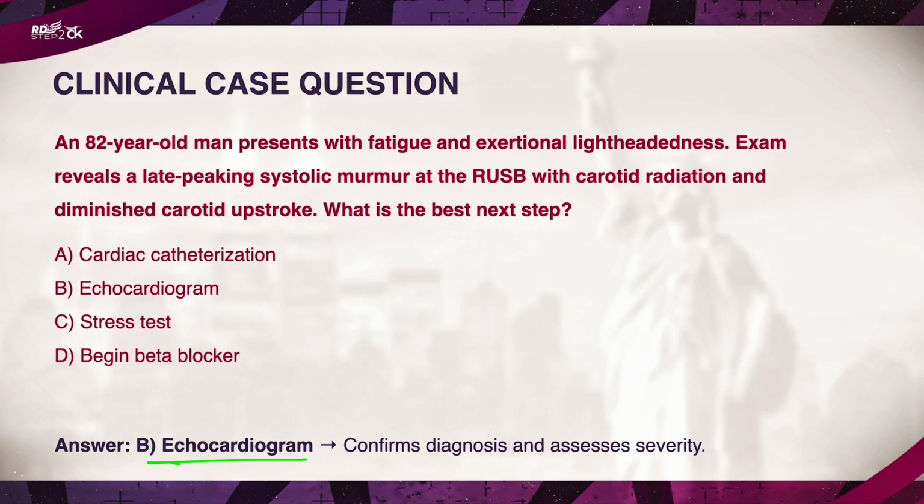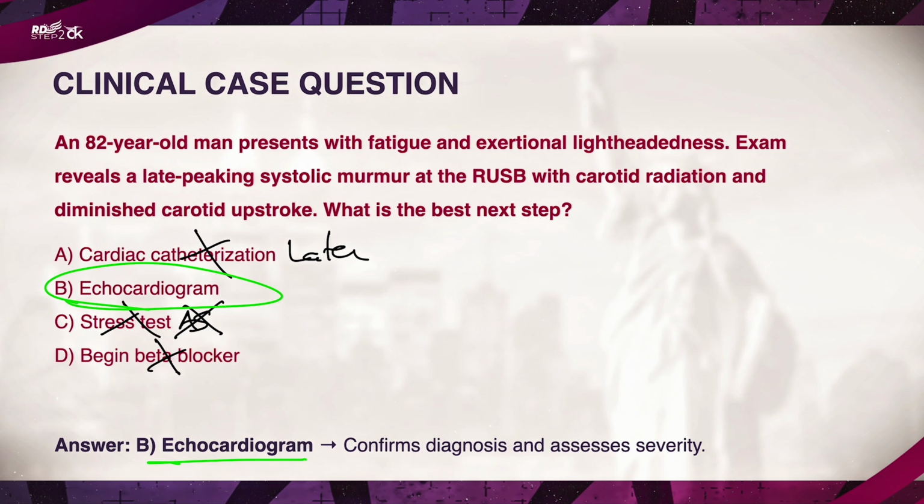Cardiac cath may be needed later for pre-op planning, but not initially. A stress test is risky if suspected severe aortic stenosis, actually. And while beta blockers might help symptoms, they're not the first step in diagnosis.